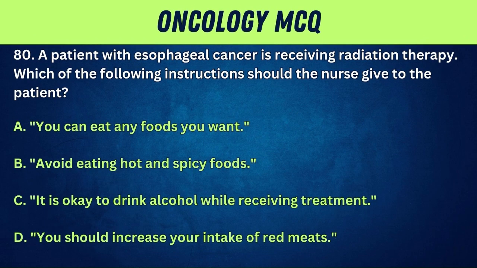80. A patient with esophageal cancer is receiving radiation therapy. Which of the following instructions should the nurse give to the patient? A. You can eat any foods you want. B. Avoid eating hot and spicy foods. C. It is okay to drink alcohol while receiving treatment. D. You should increase your intake of red meats.